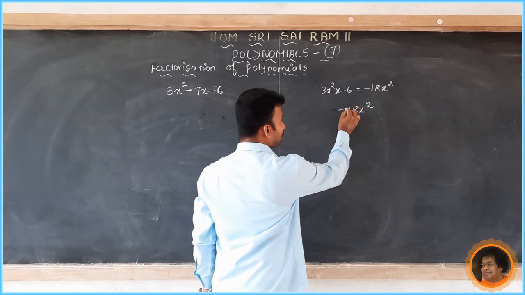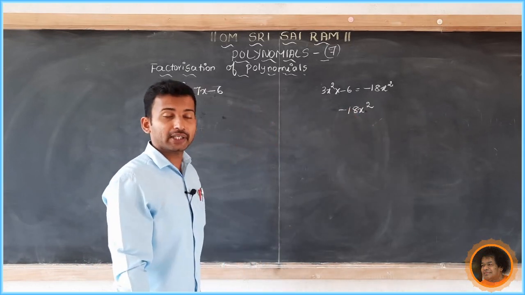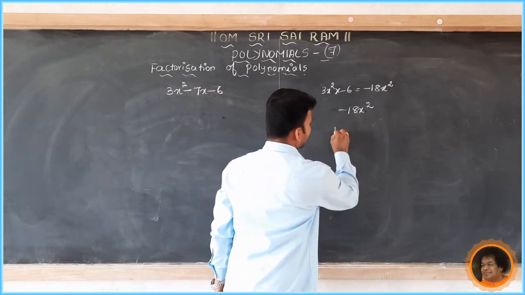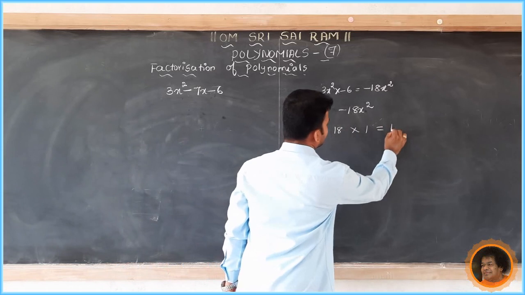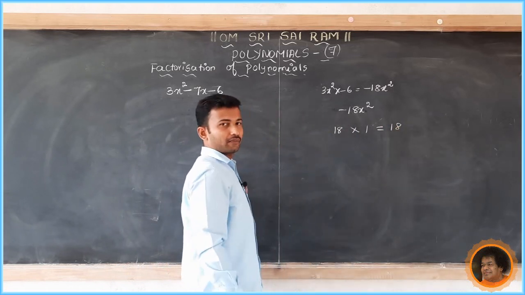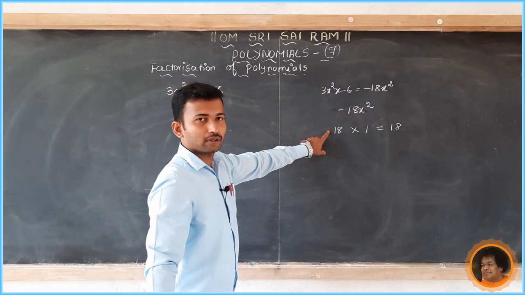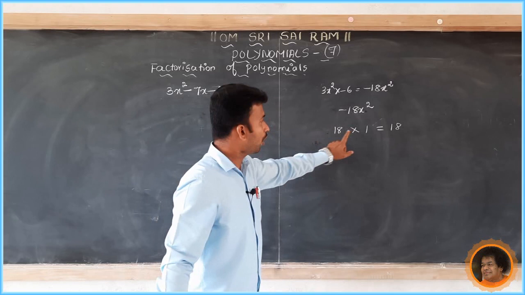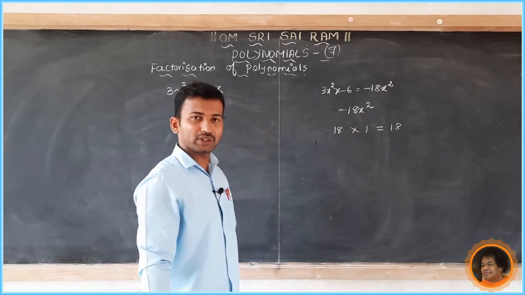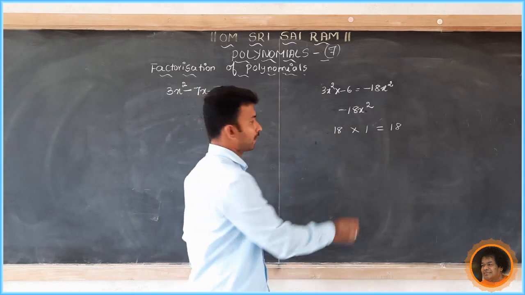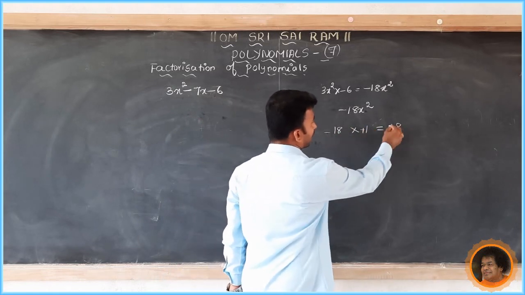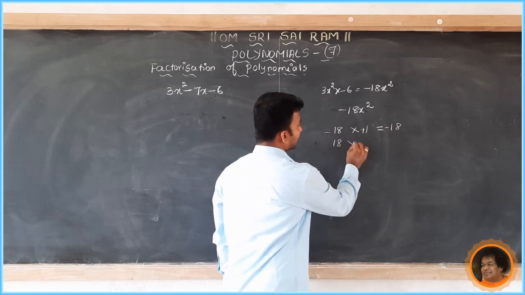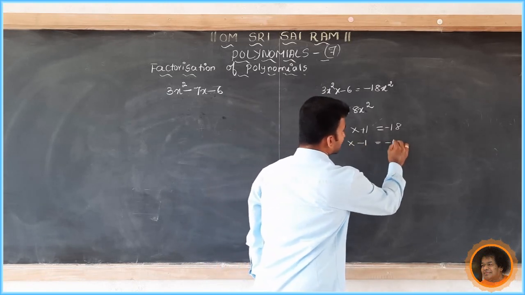Next, list out the possible factors which give the product minus 18. First one, 18 into 1 is equal to 18. We can apply negative: minus 18 into plus 1, or plus 18 into minus 1. Both give the product minus 18. So we can write minus 18 plus 1, or plus 18 into minus 1 is also minus 18.